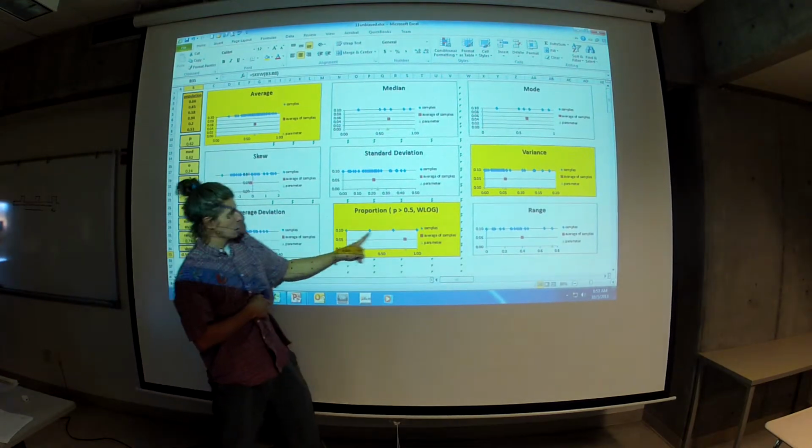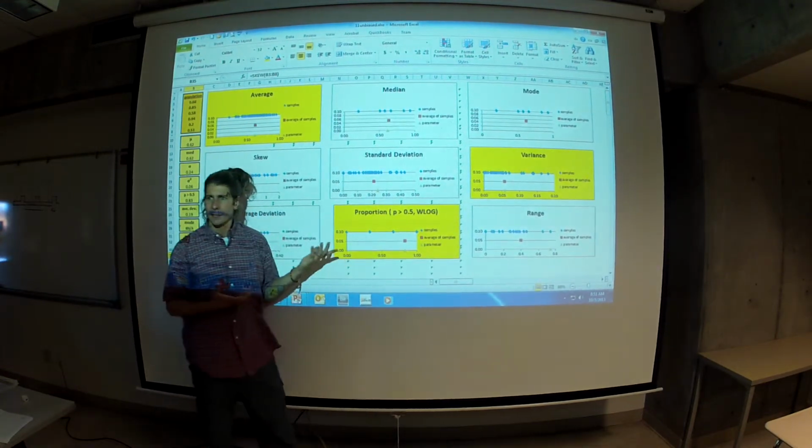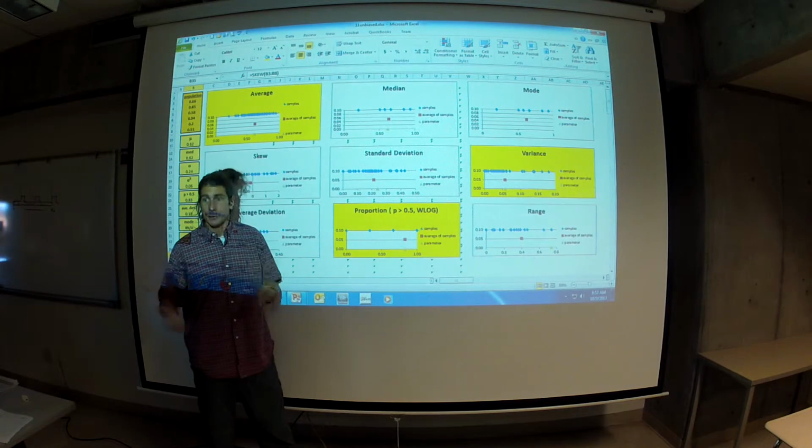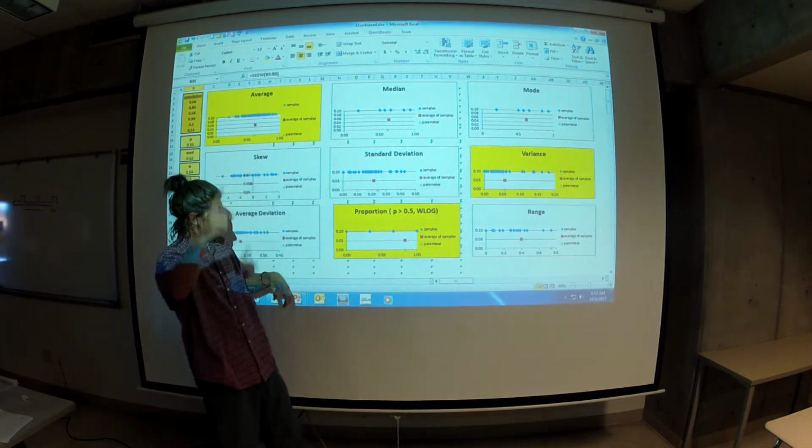The average of all those proportions, and there aren't very many proportions. There's not many you can have. 0, 1/3, 2/3, and 1.